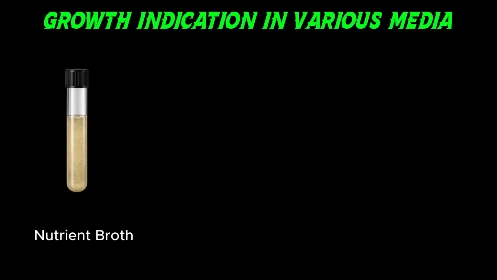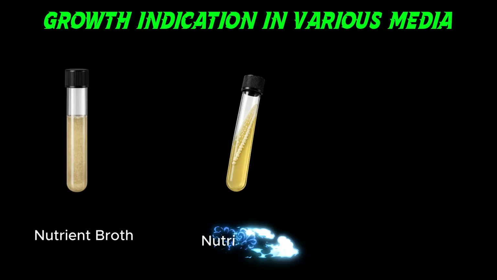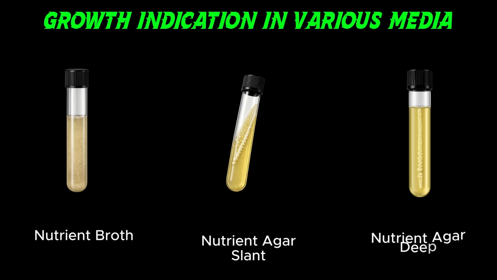In the nutrient broth, successful growth is indicated by turbidity, meaning the broth appears cloudy due to the multiplication of microorganisms. On the nutrient agar slant, visible colonies or a continuous streak of microbial growth should appear along the line of inoculation. In the nutrient agar deep, growth should be observed along the stab line made by the inoculating needle.